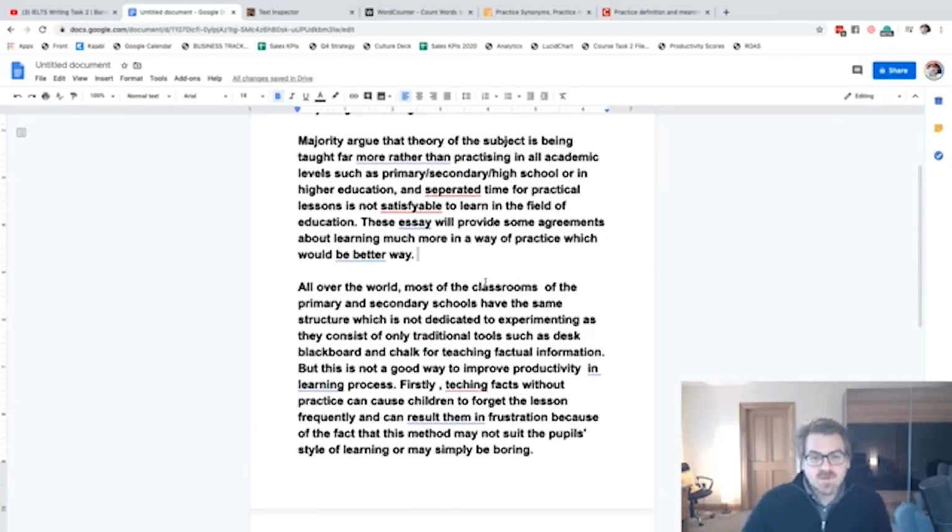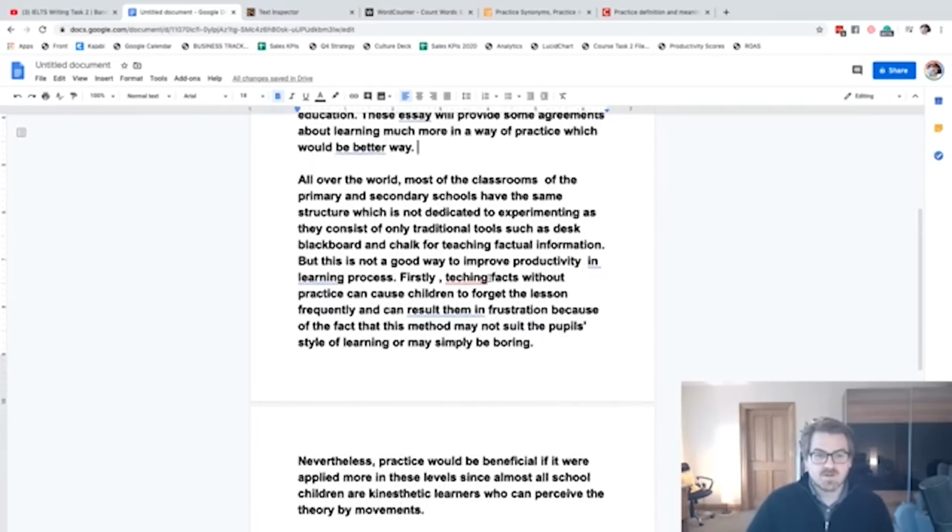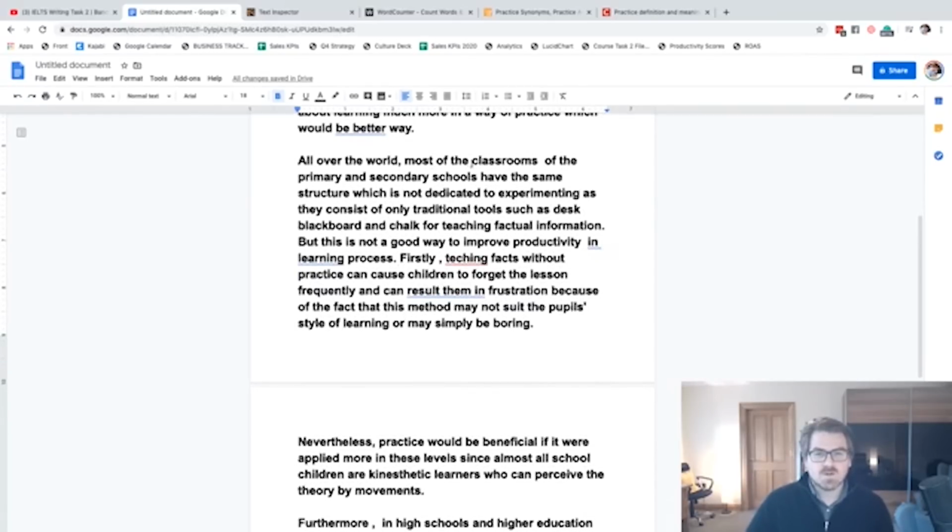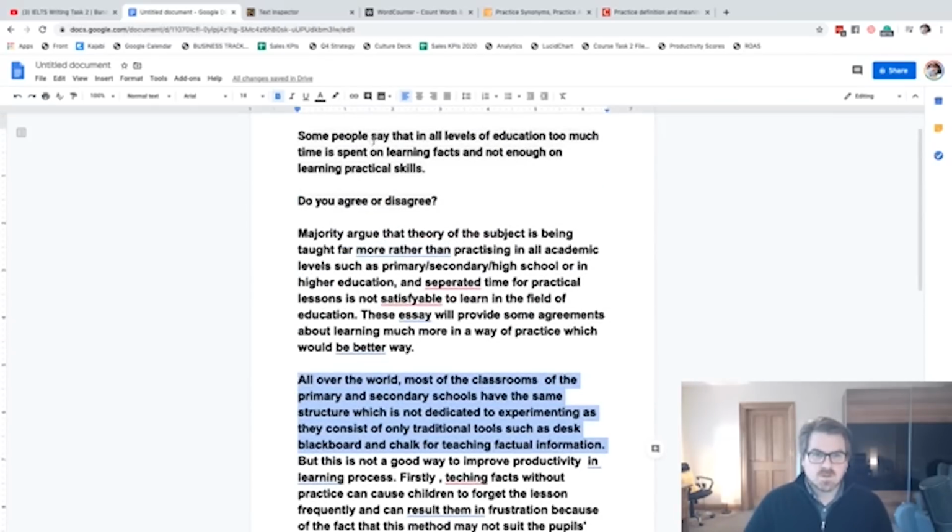All right, so let's have a look at the first main body paragraph here. All over the world, most of the classrooms of primary and secondary schools have the same structure, which is not dedicated to experimenting, as they consist of only traditional tools such as desk, blackboard, chalk for teaching factual information. Okay. Some people say that in all levels of education, too much time is spent on learning facts. So what has this got to do with learning facts or not enough practical skills?